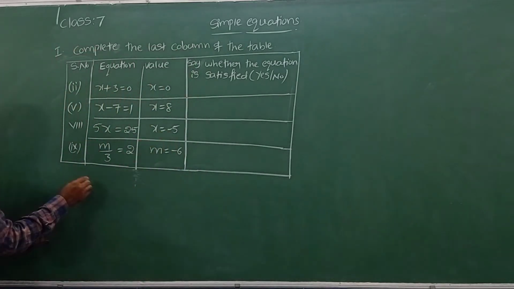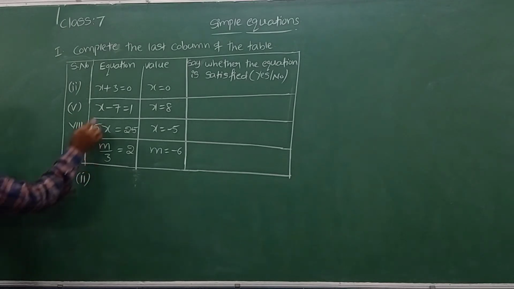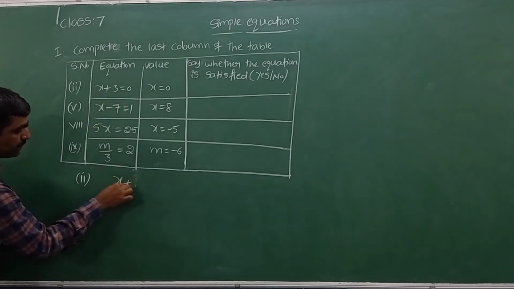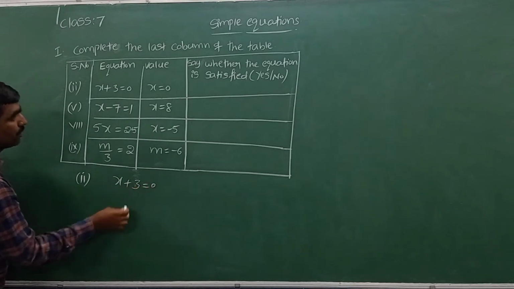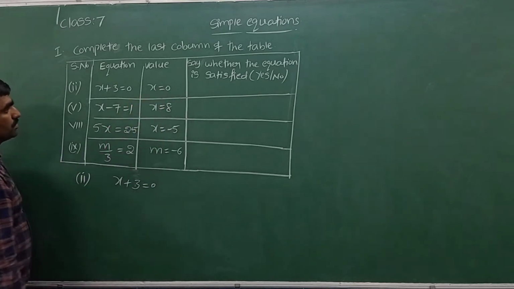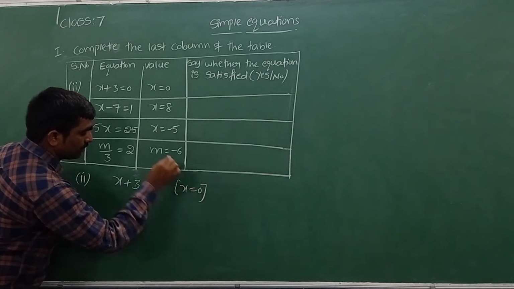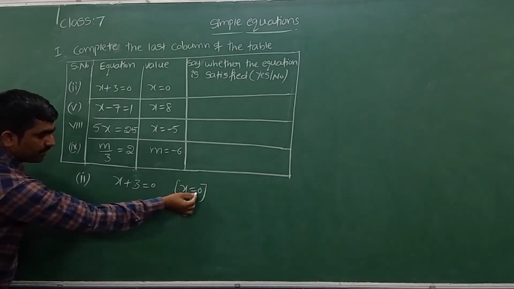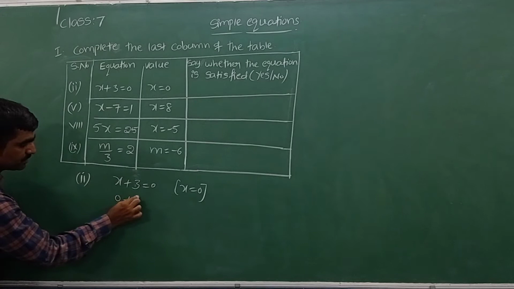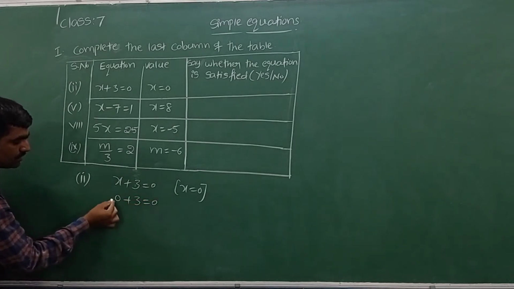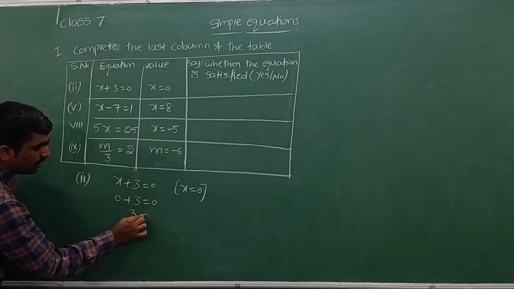Now to answer this, we'll go for the second one first. What is the given equation? x plus 3 is equal to 0. They are asking to substitute x equal to 0. Now in the place of x we will put 0 here. 0 plus 3 is equal to 0. 0 plus 3 how much? 3. 3 is equal to 0.